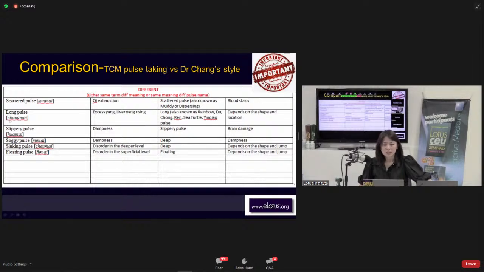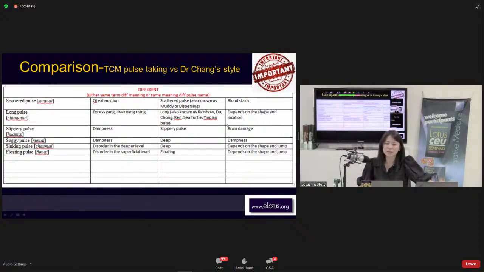Okay, so here, same thing, long pulse equals excess yang. But long pulse is also known as rainbow pulse, dew pulse. It could be in different positions, and it means different things. It doesn't just mean liver yang rising and excess yang. It means different things depending on what position it's in. So that's not the same. The traditional long and Dr. Chang's long, they're different. And then next one is the slippery pulse.